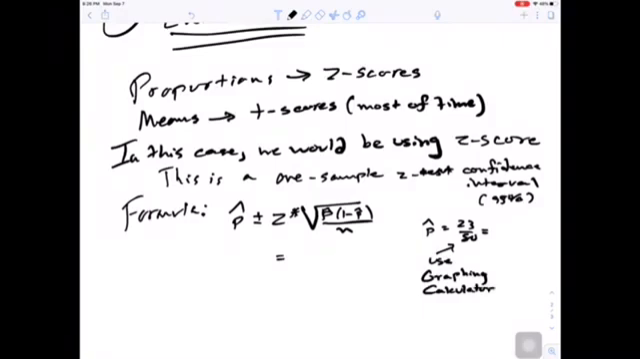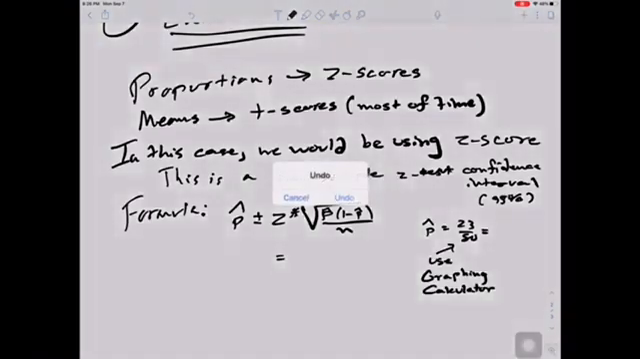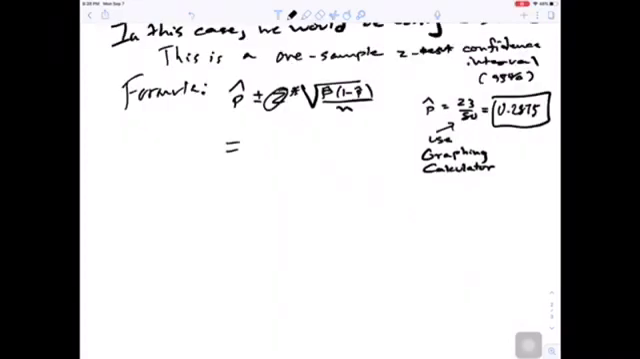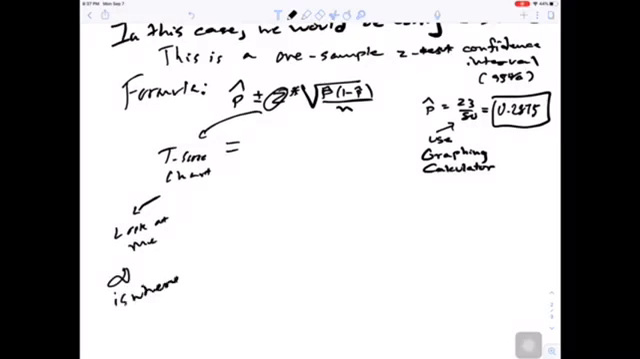And in this case, we would be using the graphing calculator to find this, because you are allowed a graphing calculator on the AP exam. And so 23 over 80 would be equal to 0.2875. And now we can plug that in. And we also need to find the z-score, so we would navigate to the t-score chart actually instead of the z-score chart, and I'll tell you why in just a minute.